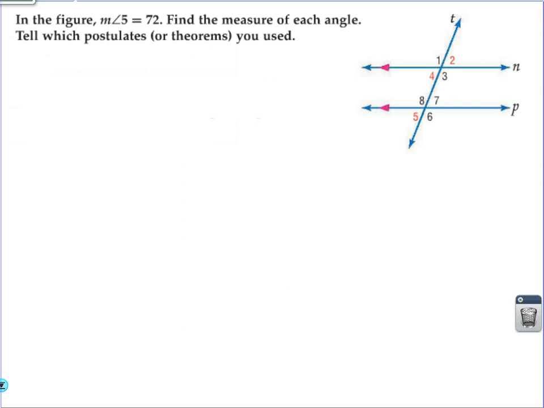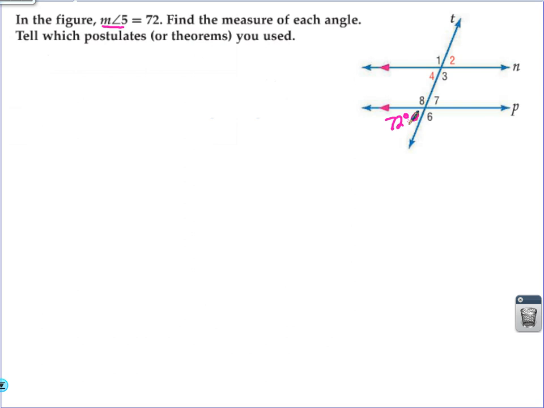So here's your first problem. And these are pretty easy. Honestly, you don't have to use a lot of new stuff to do this. In the figure, the measure of angle 5 is 72 degrees. I'm going to mark it out and put 72 degrees right there.